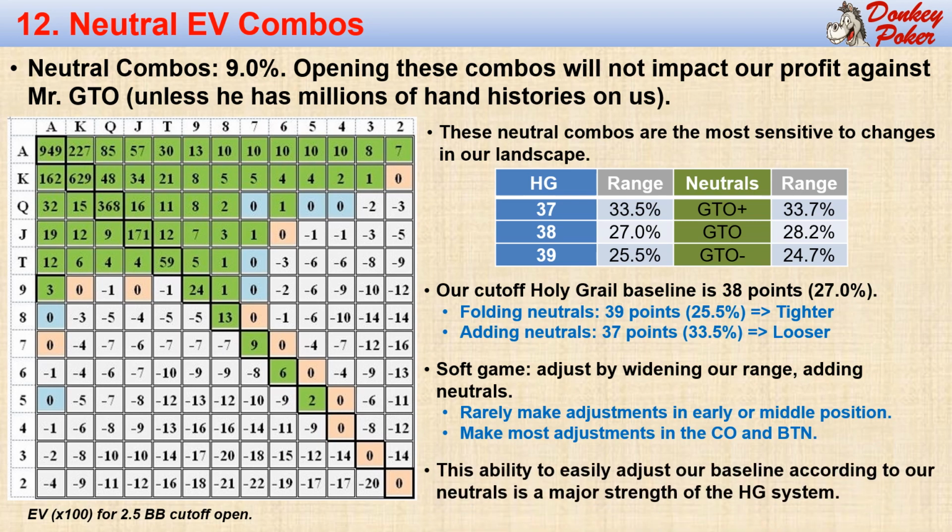This ability to adjust our range based on neutrals is a major strength of the Holy Grail system, something we just can't do when using charts. So we just add a point or subtract a point or two to make all of our exploitative adjustments.